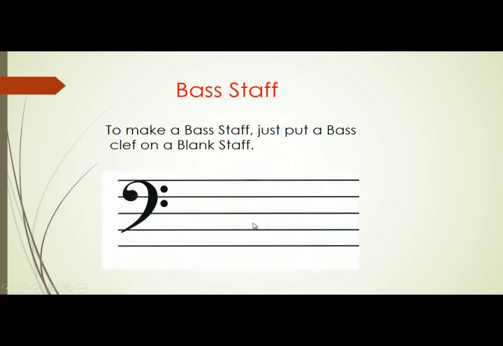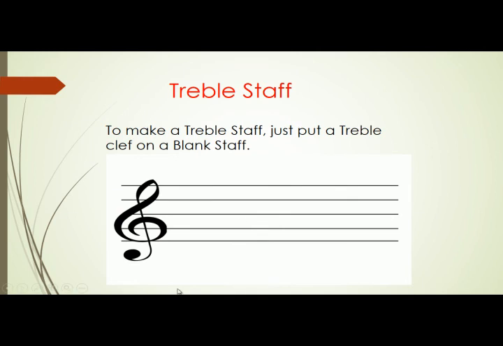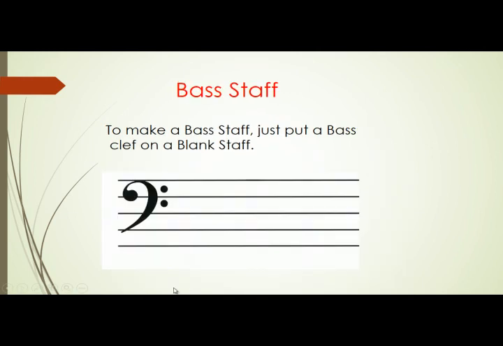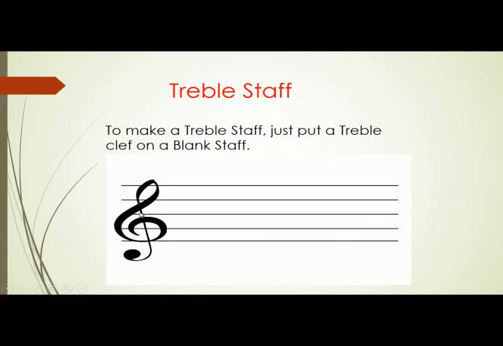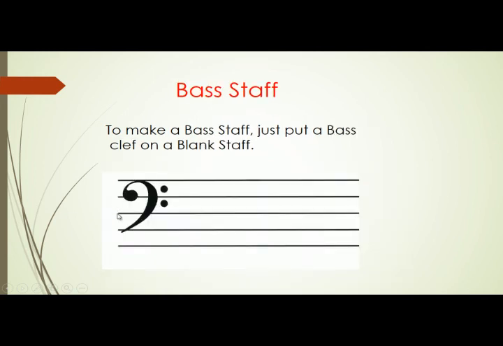As you can see, the difference between a treble staff, which is this one, and a bass staff, which is this, is just the symbols, the treble clef and the bass clef. The lines are just the same 5 lines and the same 4 spaces. The only difference is the clefs. One has the treble clef, the other one has the bass clef.